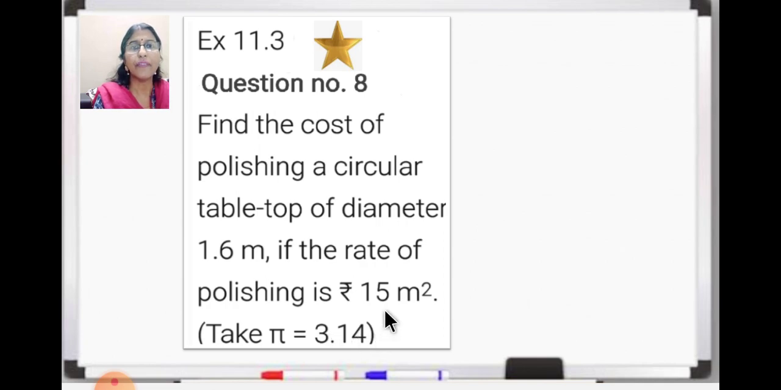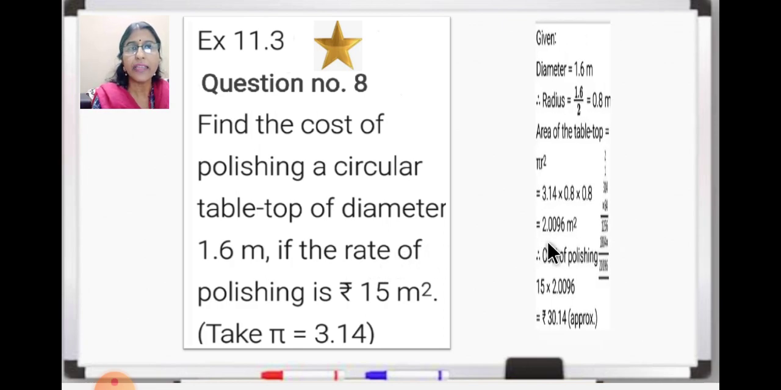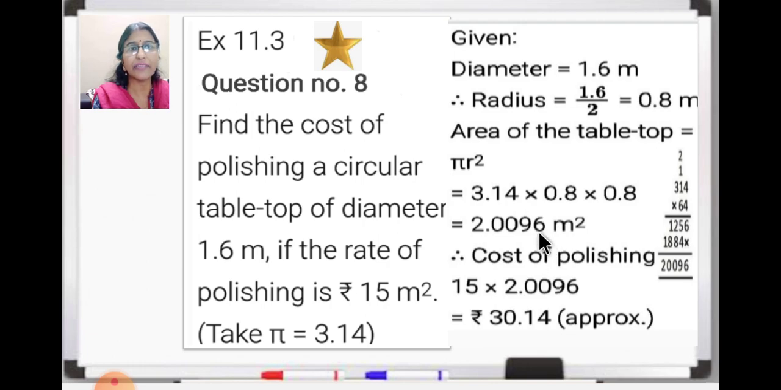So we have to find out the cost of polishing a circular tabletop. When we give a polish, we give it on the surface of the table. So here we have to find out the area of the circular tabletop. First, what is given? Diameter is equal to 1.6 meter. So radius will be 1.6 divided by 2, which is 0.8 meter.